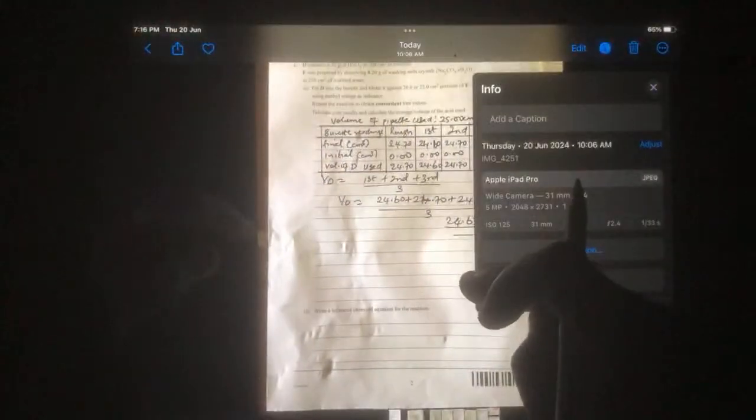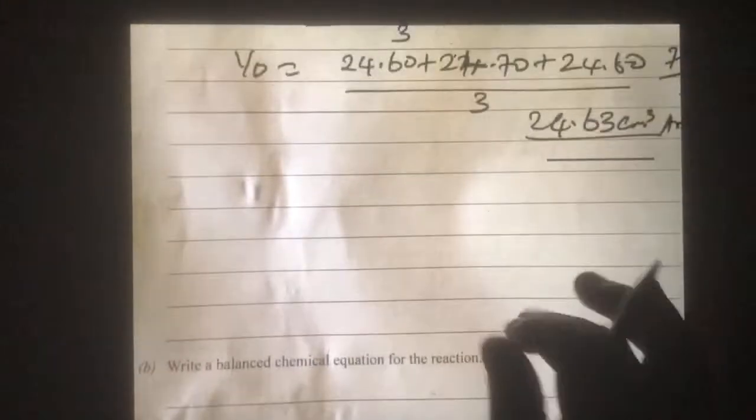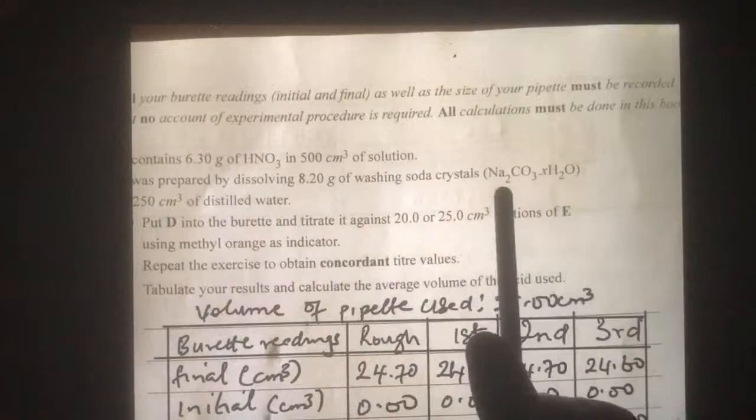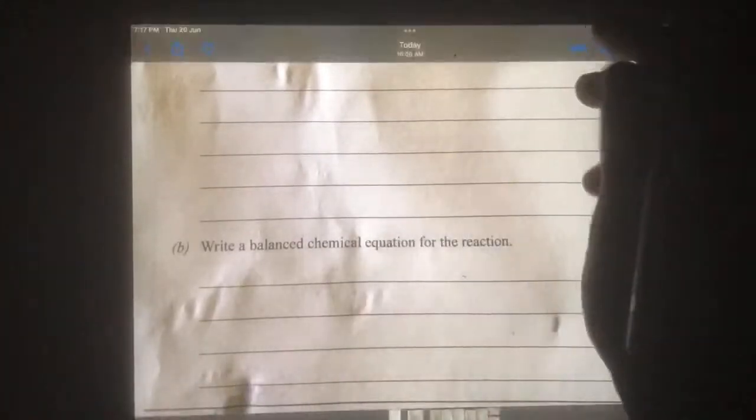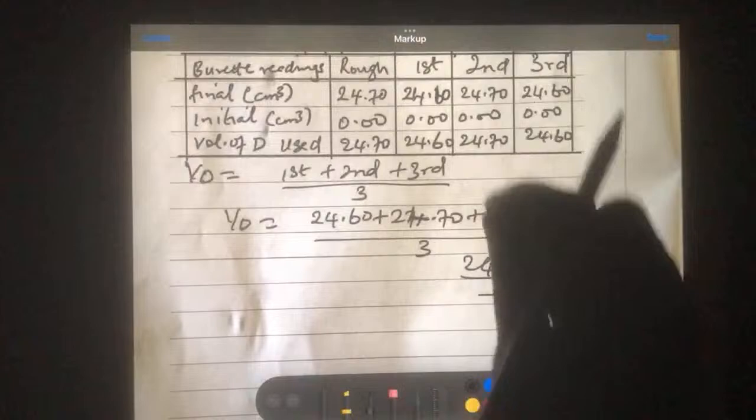Okay, we go down. We have this now. They say write a balanced chemical equation for the reaction. Remember, you must include that water of crystallization, because they say for the reaction, this was what is reacting, so don't exclude that X. So your job is to write the reactant is HNO3, that's the acid.